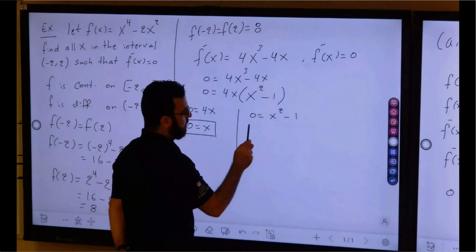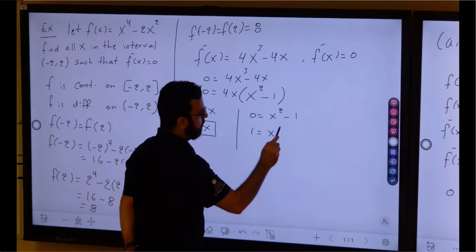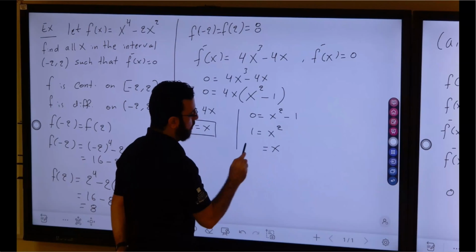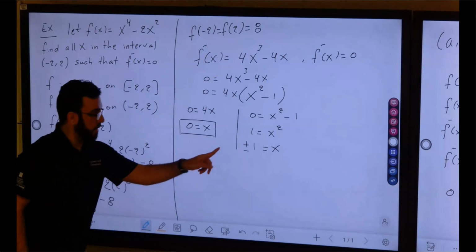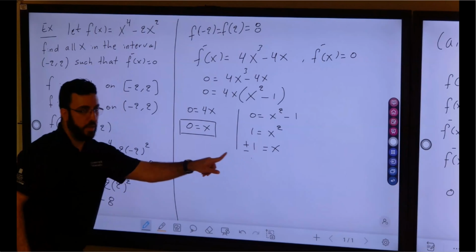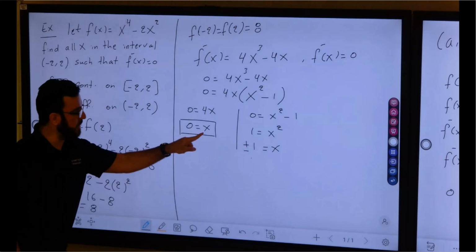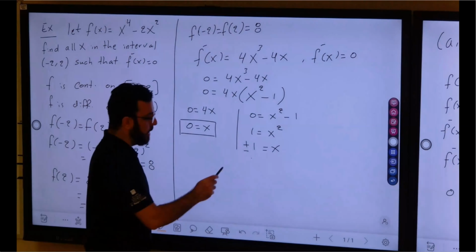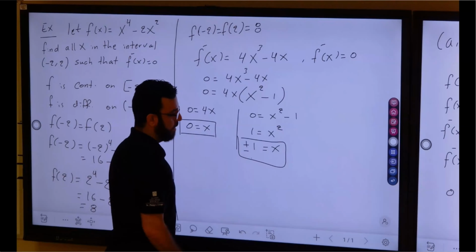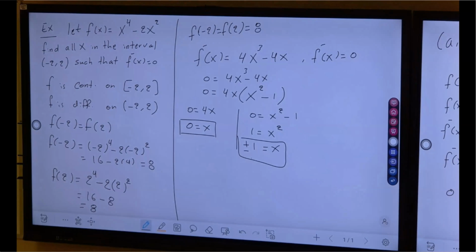On the other side, we're gonna solve this one. That means 1 is going to be equal to x squared. Take the square root. So how many x values do we have here? 2 x values from this side, which are also between the open interval -2 and 2. And we have x equals 0 between -2 and 2. So that's it. How many x values do we have? 3 x values. And check the 3 x values are between -2 and 2. That's it.